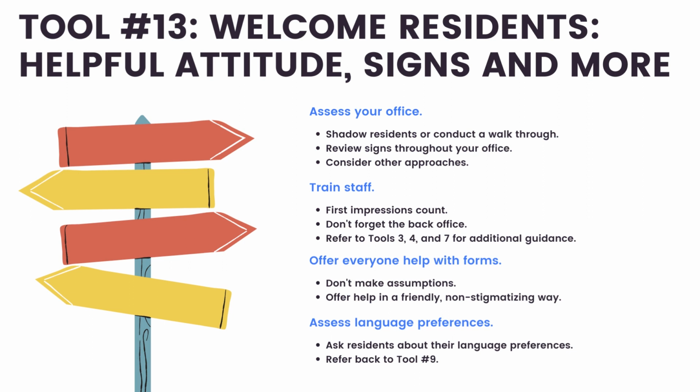Offer everyone help with forms. You can't tell by looking which residents may need assistance, so offer all residents help with the forms that they are asked to fill out or sign. Offer help in a friendly, non stigmatizing way. You can also refer back to tool number 9 for additional guidance. Assess language preferences. Ask patients about their language preferences and provide appropriate language assistance services.